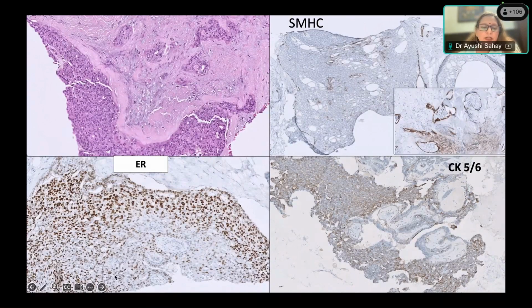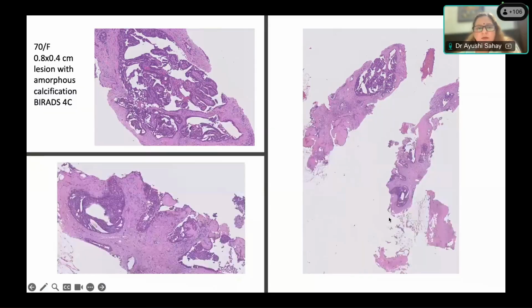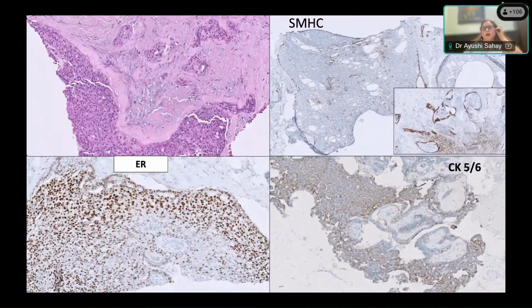This is just to show you what a heterogeneous ER expression looks like. You can see these columnar cells as well as the solid areas all having a heterogeneous ER expression. There is no diffuse loss or diffuse positivity. And CK5/6 is present not only in the myoepithelial location, but also in the epithelial cells. So this becomes a diagnosis of an intraductal papilloma with usual ductal hyperplasia.